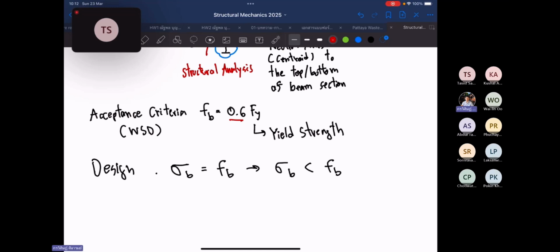So for me, I will design so that the bending stress divided by the acceptable one is about 0.7 to 0.9. Okay, or I utilize about 70% to 90% of this as my own safety factor.